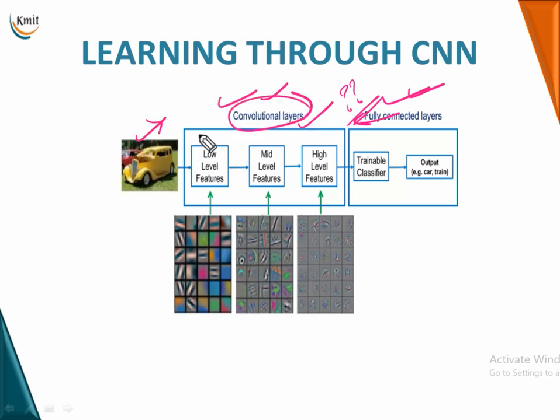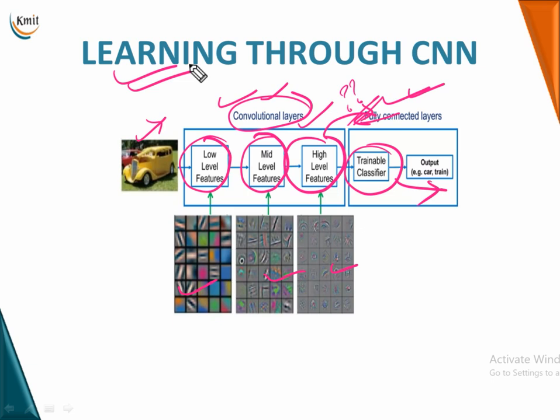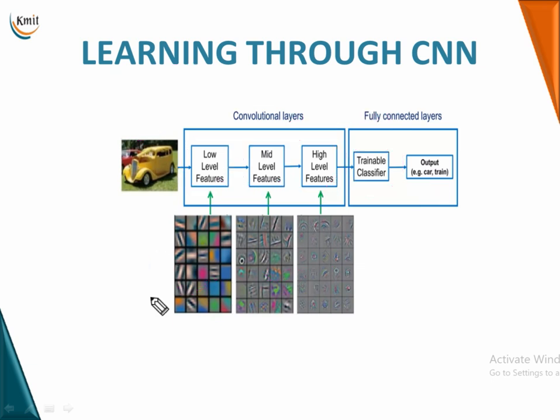Whenever image data is given, first low level features are extracted, then mid level features, and then high level features. You can see pixels are identified, edges are identified, lines are identified, and then higher level, more in-depth features are identified, and then it is given to your normal fully connected or dense layer, wherein you classify it and give your output as required. So that's how learning happens through CNN. How we model it, what the other layers are in depth, and what all their functionalities are, we are going to see in our next upcoming topics.